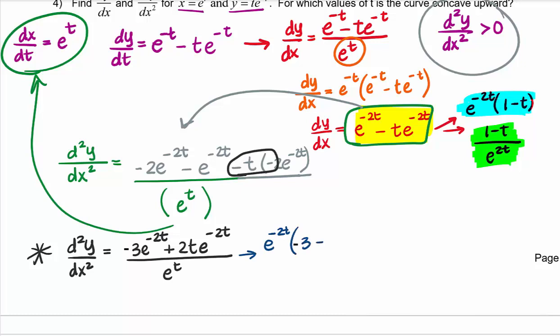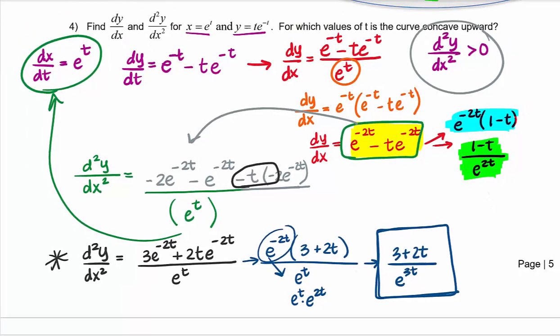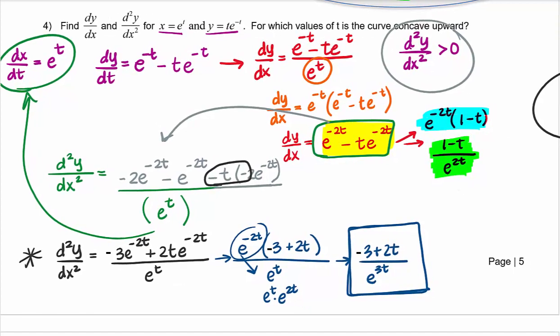That's 3 plus 2t, which now I can use my negative exponent rule here. This is going to be 3 plus 2t all over e to the 3t, because this would be now e to the t times e to the 2t. Add your exponents. So here's, I think, a very much nicer second derivative to work with. And they want to know overall for what values of t, so that's kind of nice because I can stop at the t equals part, right? So for what values of t is the curve concave up?